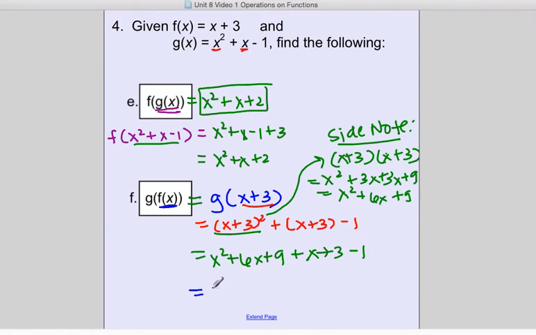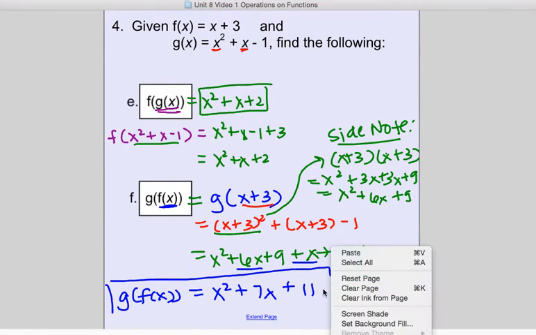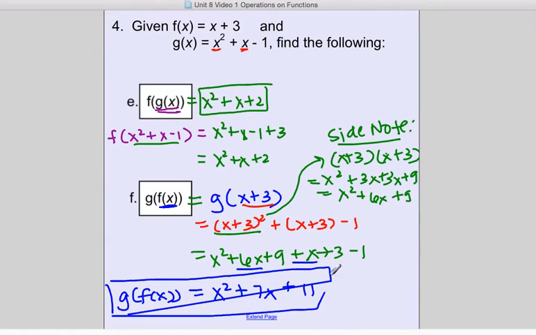So combining like terms, I have x squared plus 7x. 9 plus 3 is 12. 12 minus 1 is 11. So plus 11. So g of f of x is x squared plus 7x plus 11. Sorry, plus 11, not 1. All right, so that is problem F. That's the composition of g of f of x, and that's how you would read it.